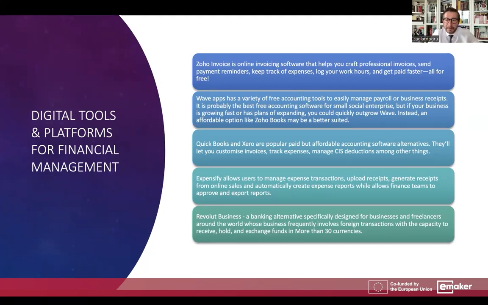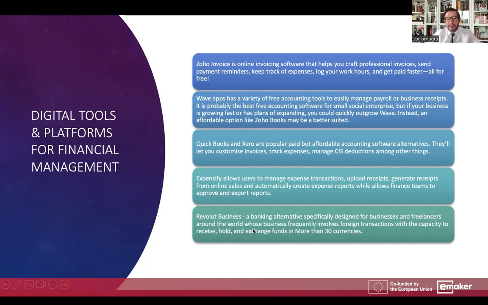Another program, Wave, has a variety of free accounting tools to easily manage payroll or business receipts. And QuickBooks and Xero are popular paid but affordable accounting software alternatives. At this point, maybe we should mention the costs. Of course, it's not social entrepreneurship to give a free accounting system, because in the market, all of them are priced. So maybe we should look for some free, but at the same time affordable, software. QuickBooks and Xero are among them.